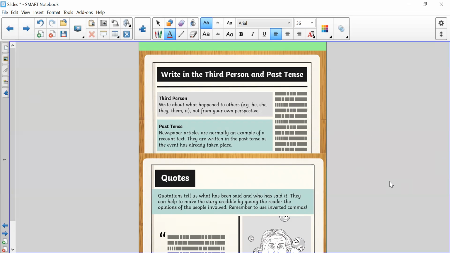Quotes. Quotations tell us what has been said and who has said it. They can help to make the story credible by giving the reader the opinions of people involved. Remember to use inverted commas.